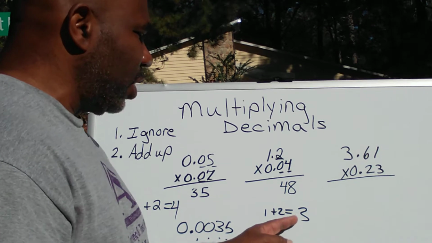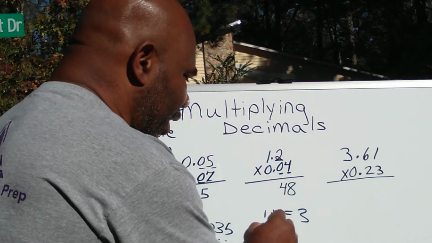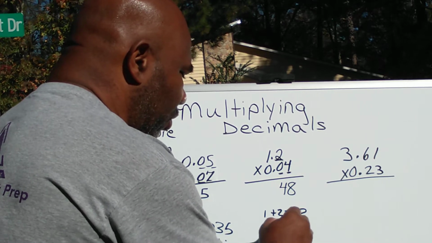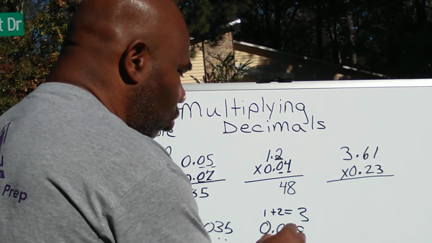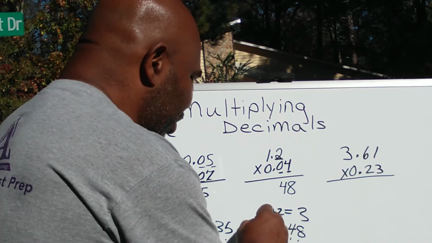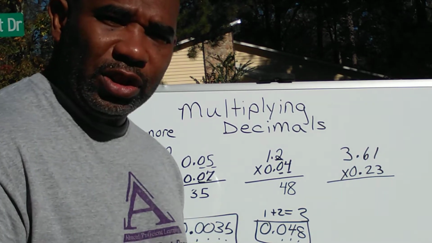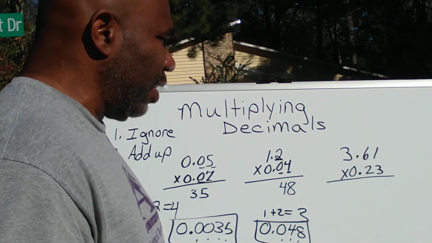So we have to turn 48 into a number with 3 decimal places behind the decimal, so we make it 0.048. 1, 2, 3. Make sense? So this is our answer, and I like to box my answers, guys. Make it easy for your teacher to find your answer.